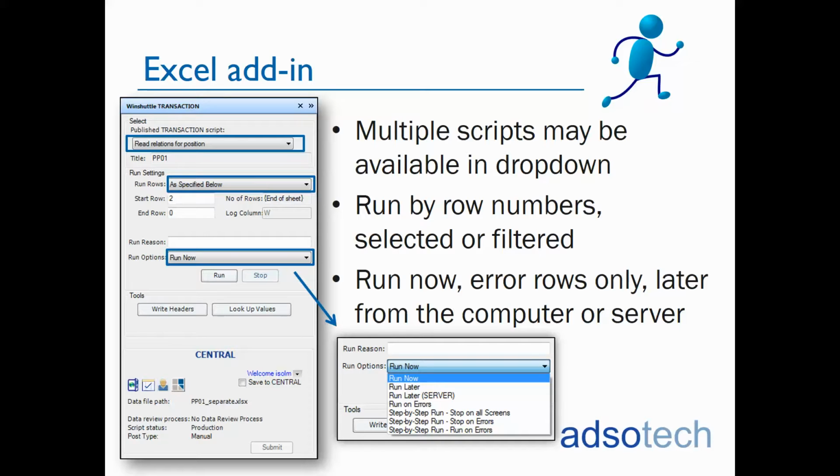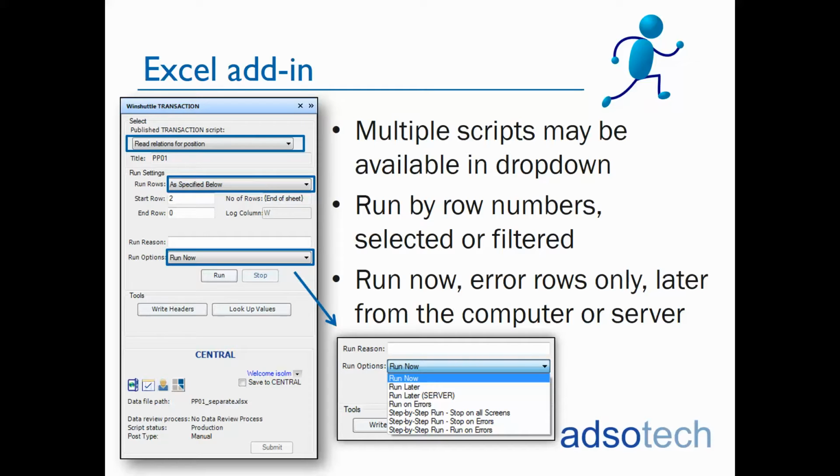Finally, just above the Run button, you see the drop-down list for different run options. That is, run now, run later, run on errors, etc. Whether or not you see and can use all the options listed in the picture depends on your Winshuttle license and the access rights that the administrators have set up in Central.